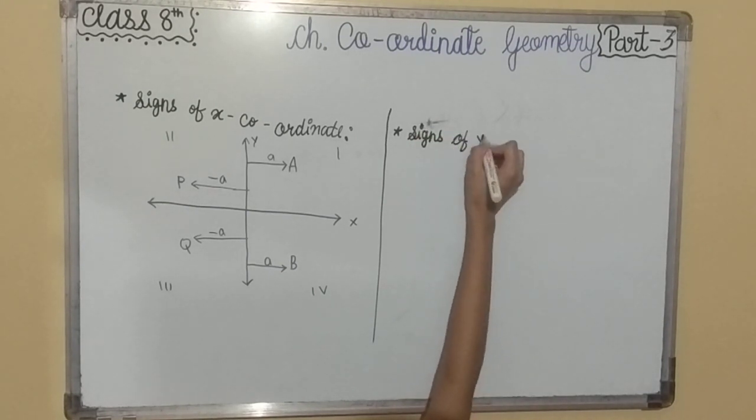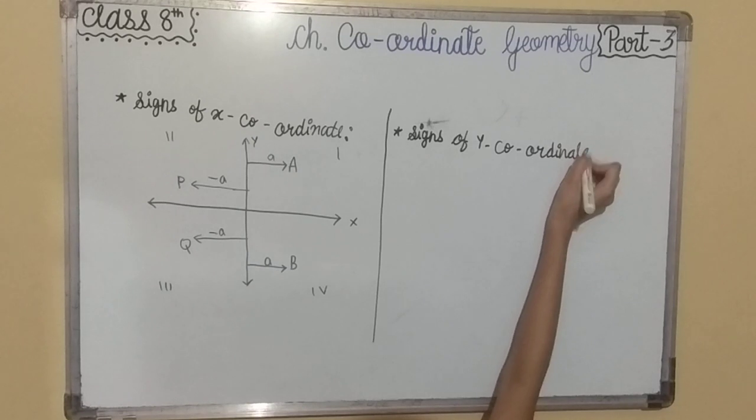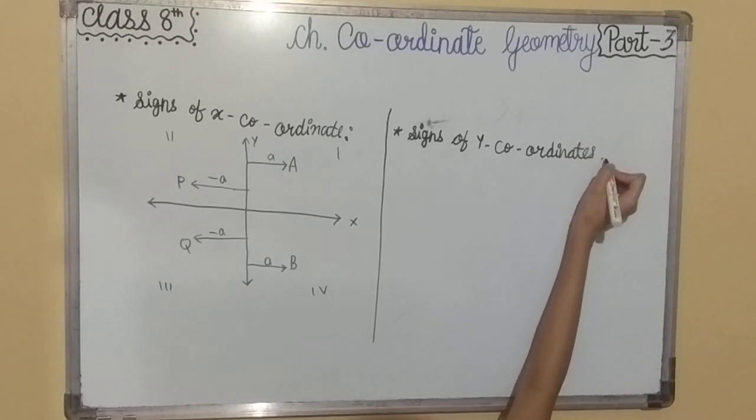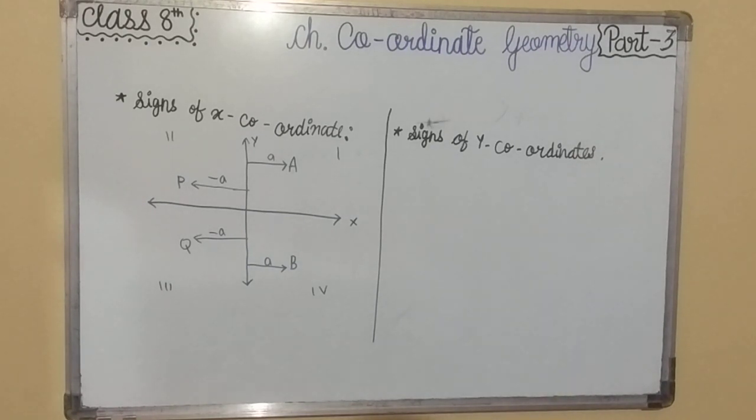Signs of y coordinates. All the points in first and second quadrants have their y coordinates measured in positive y direction, and hence the y coordinates are positive in first and second quadrants, or the y coordinates of all the points lying above x-axis are positive.